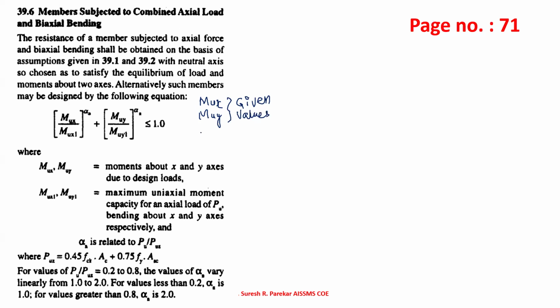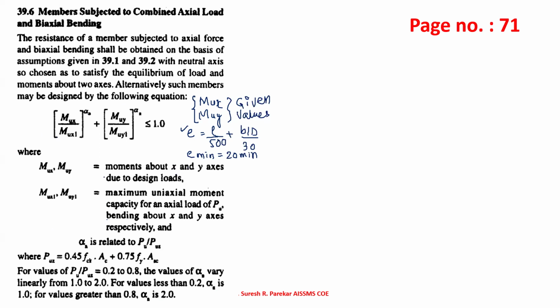And we have to check these values with e, which we consider as L unsupported by 500 plus D by 30, and the minimum should be 20. The minimum e we have is 20 mm. And from this, we have to find again Mux and Muy. And of the two, we have to consider the maximum: one that is given in the problem, and the second by using this value of e. You can see the problem we have taken in the class. And that value should be less than or equal to 1. If it is less than or equal to 1, then the column is safe.